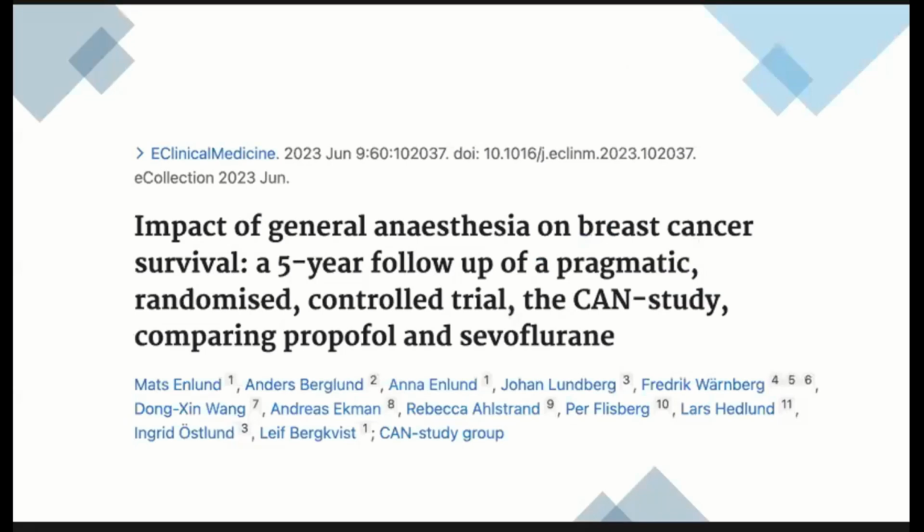So we've discussed 2 of the meta-analyses as well as 1 large retrospective review. And next, we're going to discuss 2 of the more recent randomized control trials that have come out in the literature. This was performed by Mats Unland and colleagues in 2023, and they looked at the effect of propofol versus volatiles, specifically in breast cancer surgery, with the hypothesis that the propofol group would ultimately have an improvement in their 5-year survival.